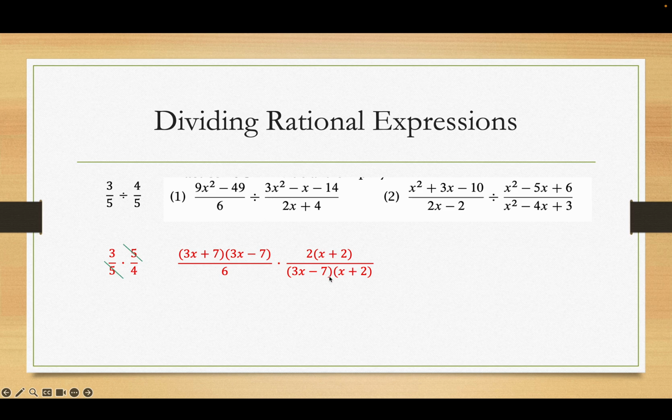And once it's factored, this now looks like the previous slide. All you got to do is cancel what you can cancel. I cancel the 3x minus 7s. I cancel the x plus 2s. 2 over 6 simplifies to 1/3, or 3 in the bottom. Your final answer, 3x plus 7 over 3. And as we mentioned before, you cannot cancel the 3s. Mathematical matrimony. Try the last one.